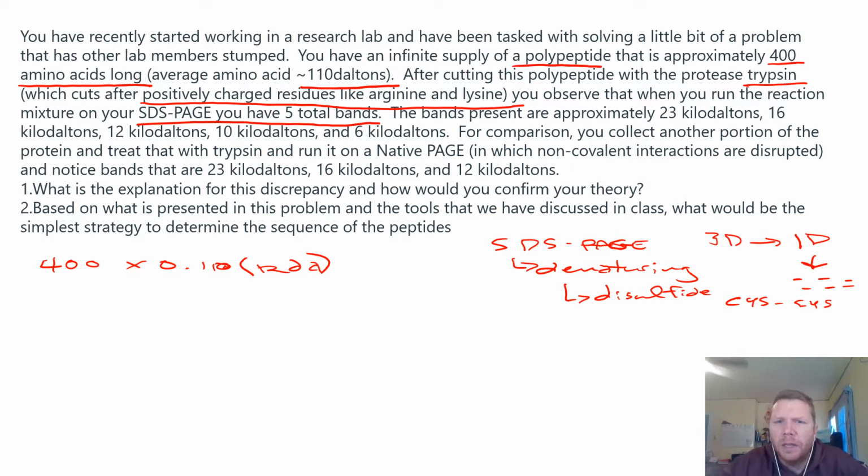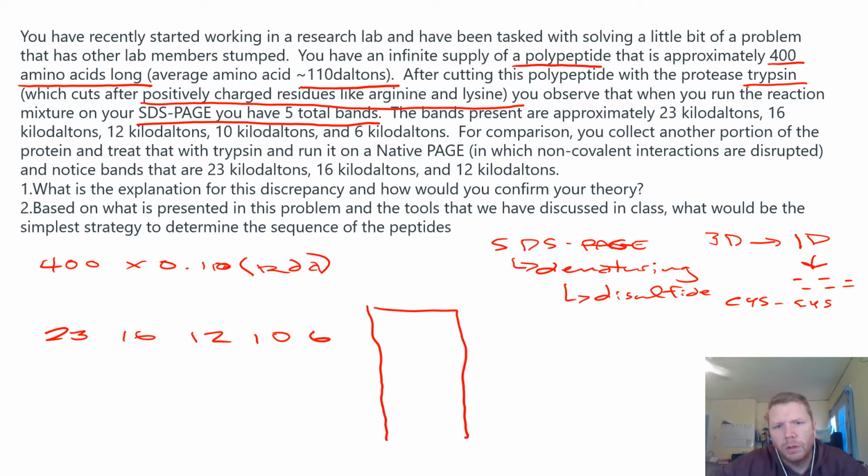The bands present are approximately 23 kilodaltons, 16, 12, 10, and 6. Okay, so if I were to look at this on an SDS page, denaturing gel, it would look a little bit like this. We've got our 23, our 16, our 12, our 10, and our 6.